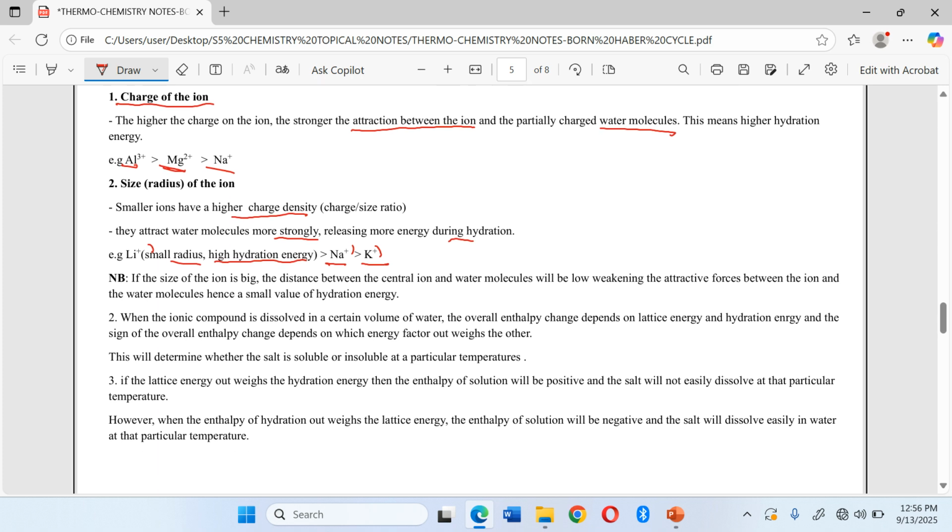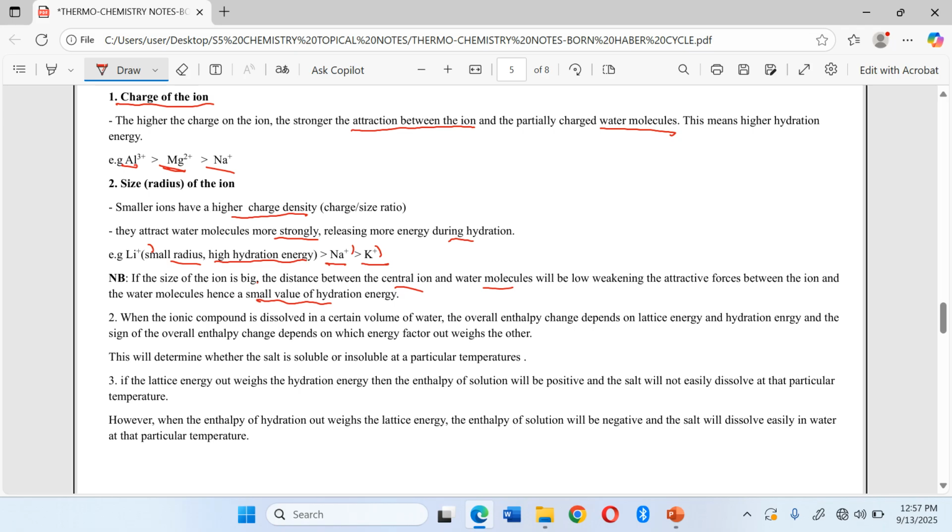Let's look at these key points. They're saying that if the size of the ion is big, the distance between the central ion and water molecules will be large, weakening the attractive forces between the ion and water molecules. Hence, a small value of hydration energy. I believe they have tried to explain it very well there: if the size of the ion is big, the distance between the central ion and water molecule will be large, weakening attractive forces.